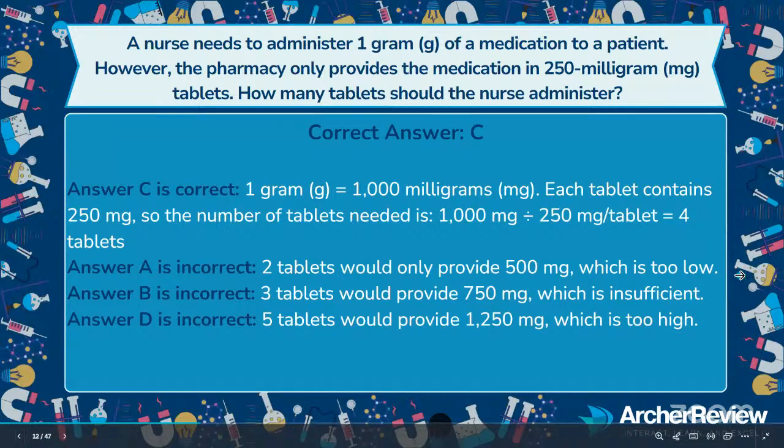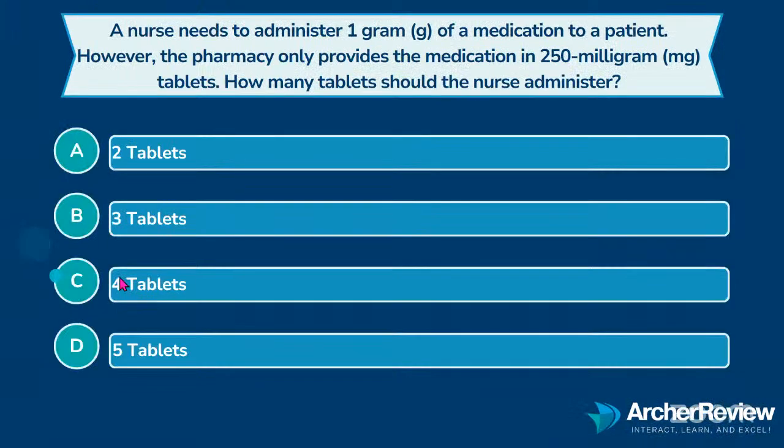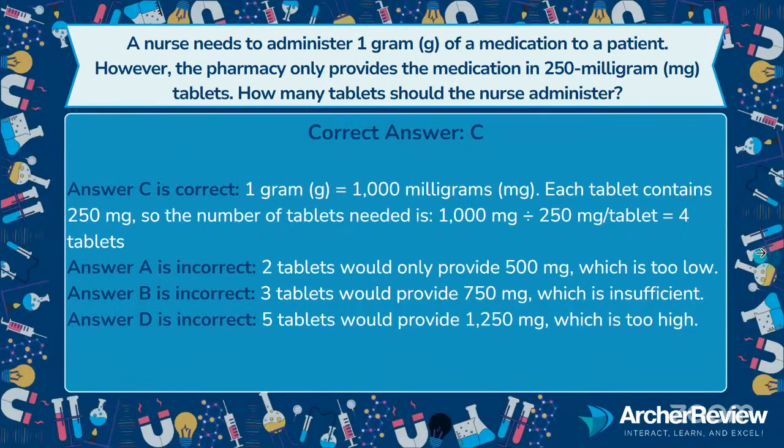So our correct answer is C, 4 tablets. So let's take a look at our math here. We have to remember that 1 gram equals 1,000 milligrams. Each tablet contains 250 milligrams. So the number of tablets needed is 1,000 divided by 250 equals 4 tablets. Okay, you see how that is?